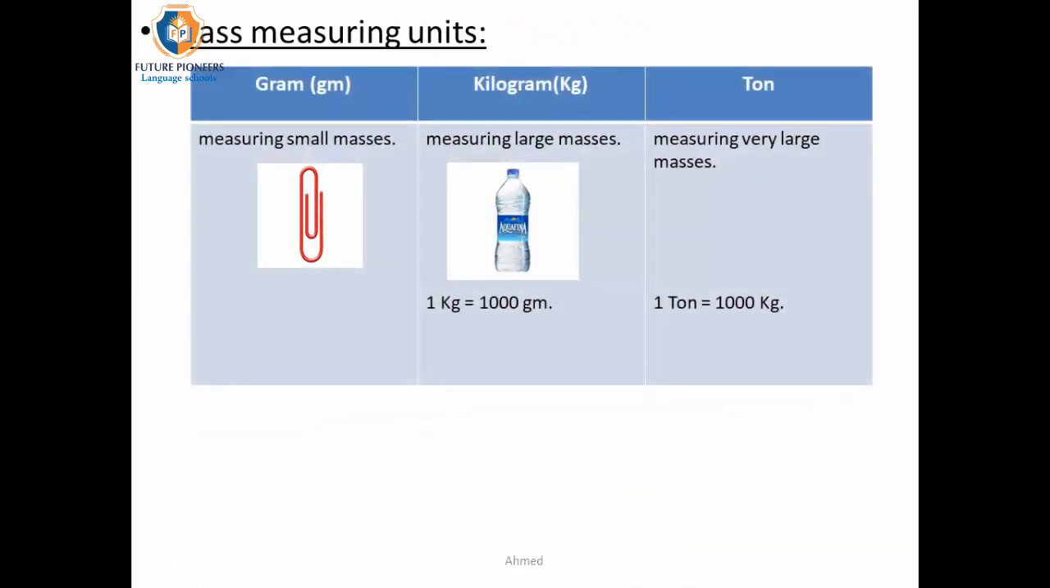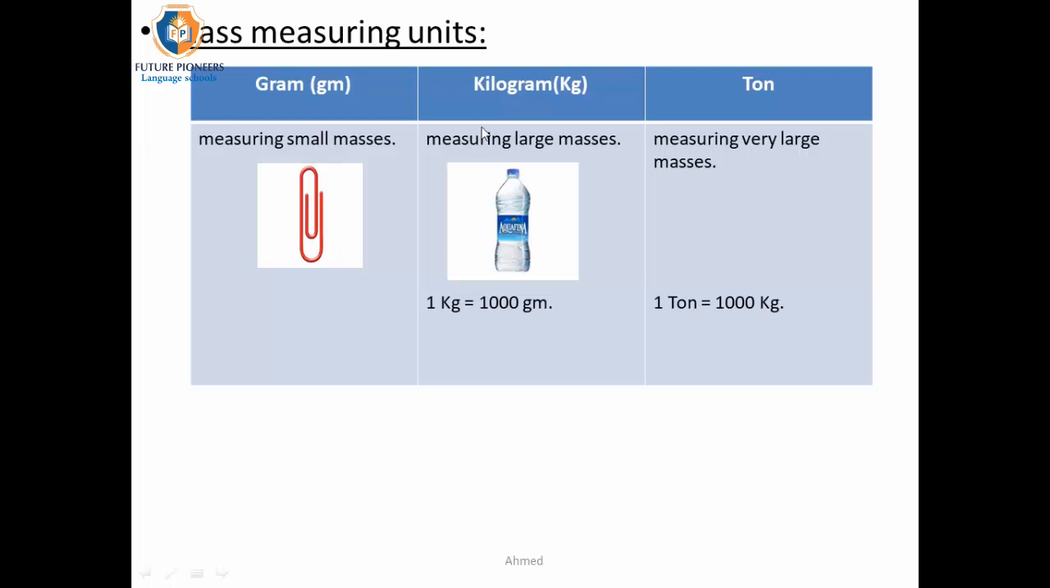But what are the units of measuring mass? Mass is measured in 3 units, which are gram, kilogram, and ton. Gram is the unit of measuring small masses like the masses of jewelry or chemicals, and 1 gram is equal to the mass of 1 paper clip.